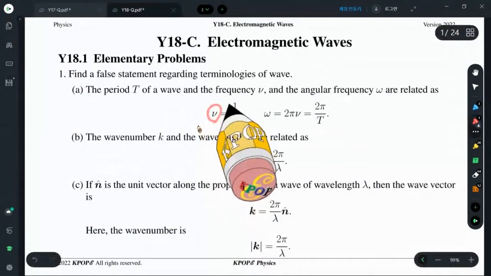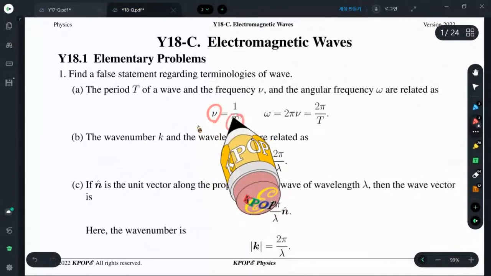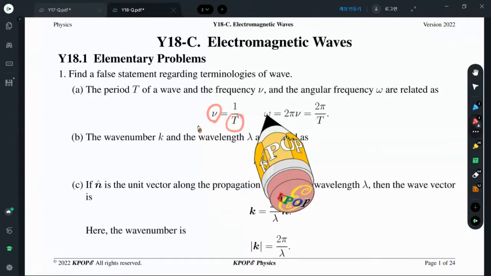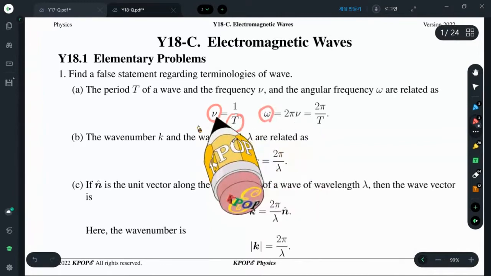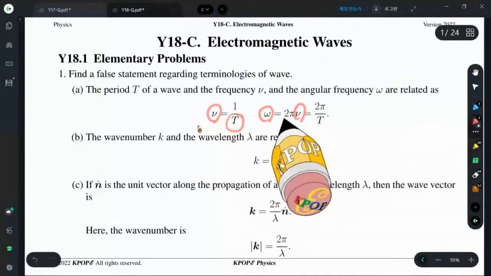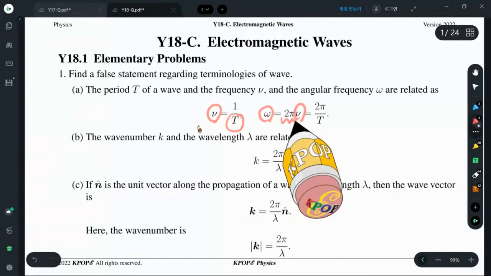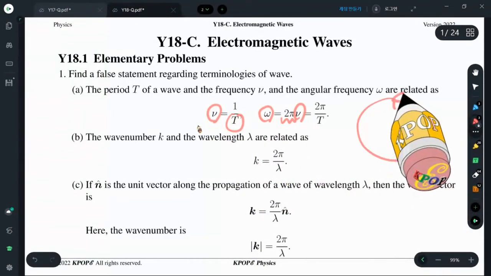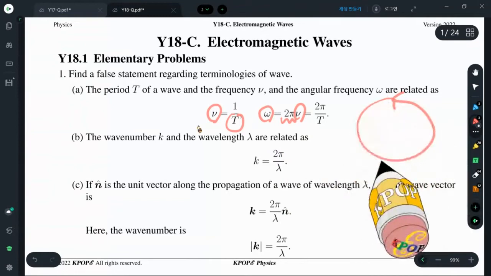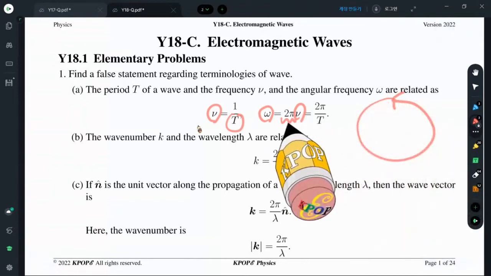Frequency, 1 over period. Angular frequency, omega. It is identical to nu. We have to multiply by 2 pi because one cycle has the angle 2 pi.